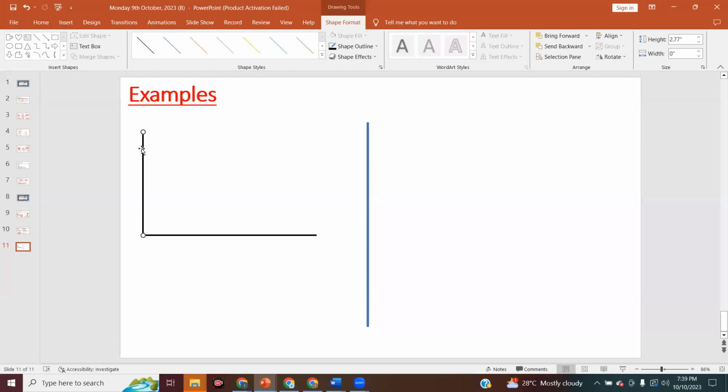So let's say we have something like this, whereby in each case, we're trying to find the perimeter and the missing side.